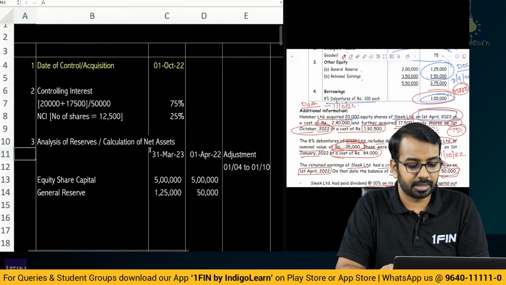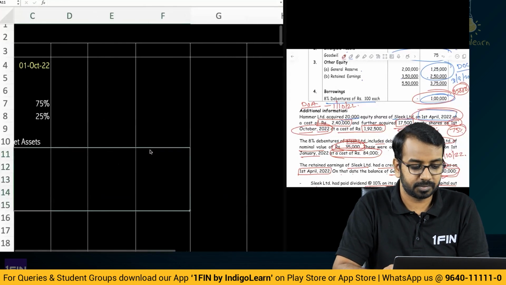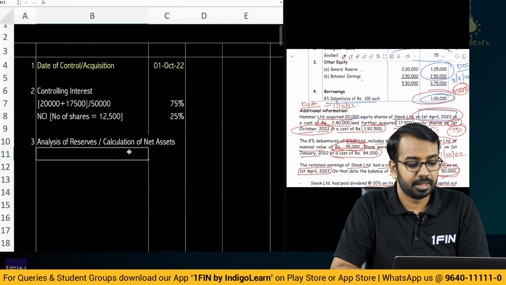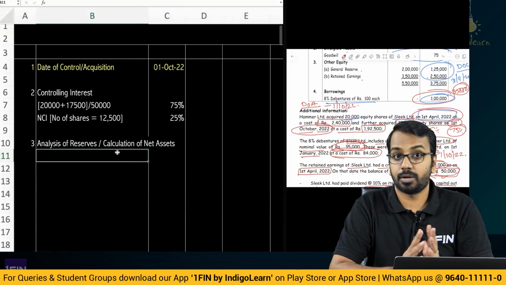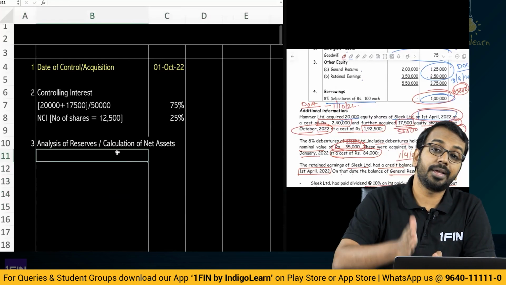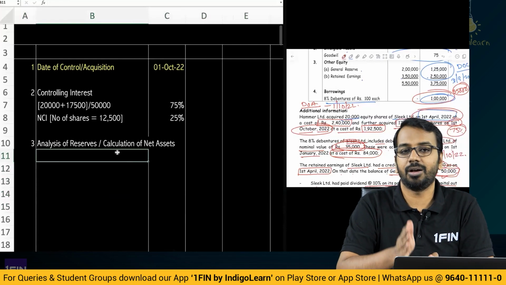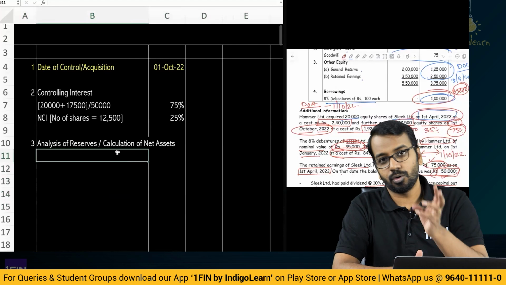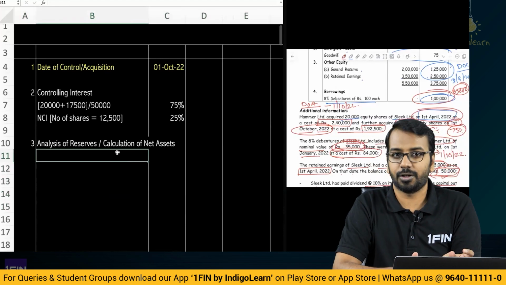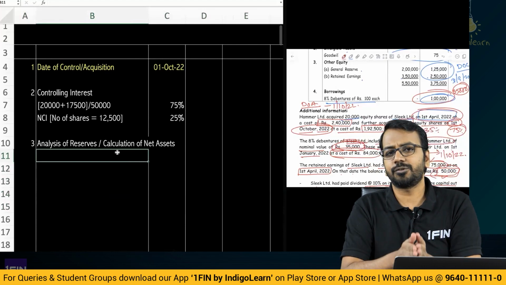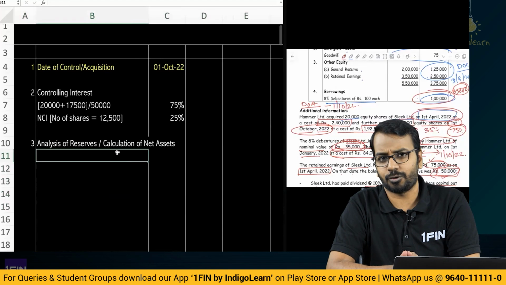I am doing this analysis of net assets once again, it has not come out properly. Now when we are analyzing the reserves, what you have to ensure is we have acquired the subsidiary on 1st of October. So the information that is given is on 1st of April and on 31st of March. We have to calculate what are the reserves on 1st of October.